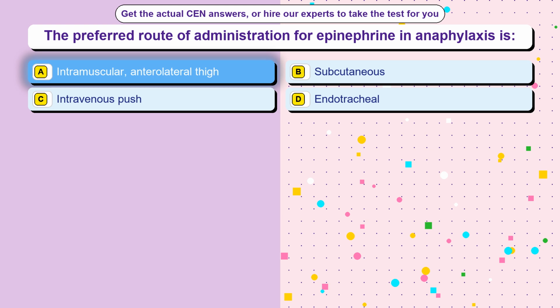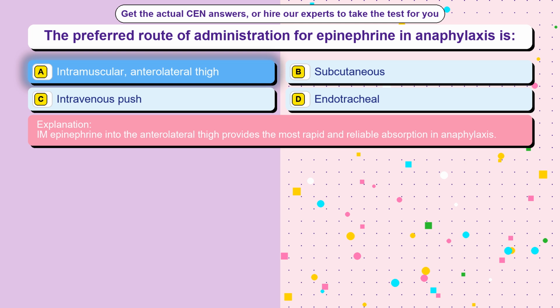The correct answer is option A, intramuscular, anterolateral thigh. IM epinephrine into the anterolateral thigh provides the most rapid and reliable absorption in anaphylaxis.